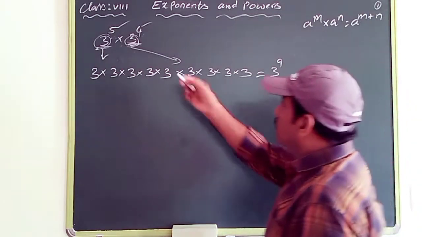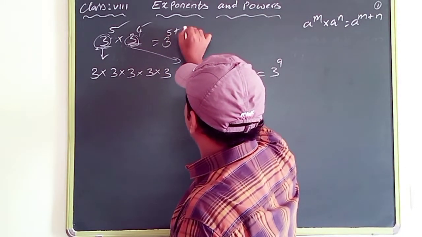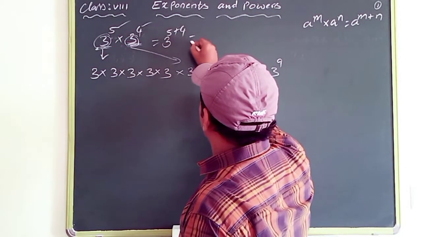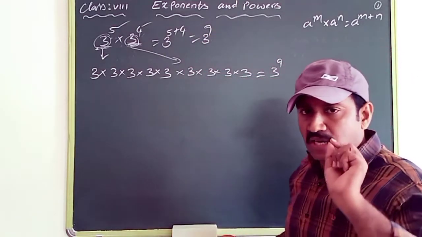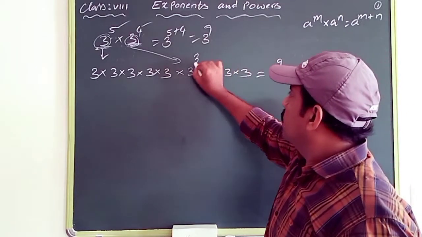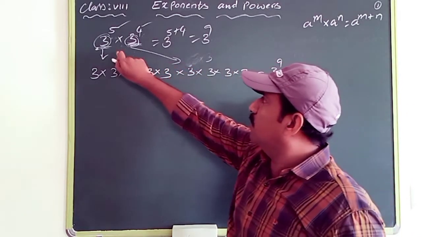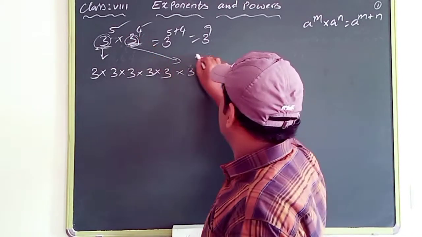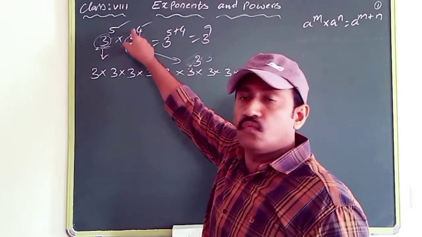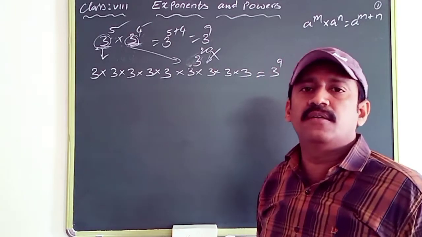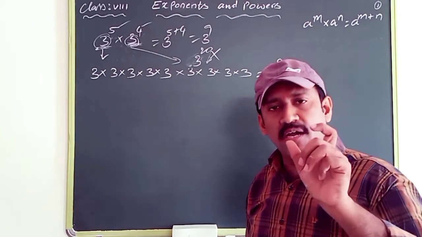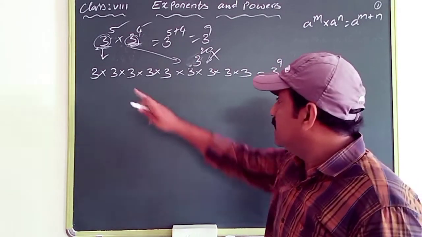That means from this we can directly write the answer: 3 to the power of 5 plus 4 equal to 3 to the power of 9. Got it, children? A common mistake is when students multiply 3 power 5 into 3 power 4, they write 3 to the power of 5 into 4 is equal to 20. This is wrong. Powers should not be multiplied here, children. Powers we have to add. Why? This is the logic here.